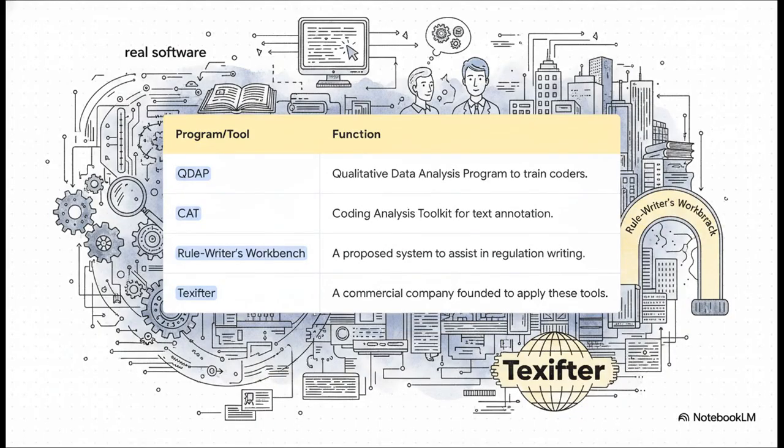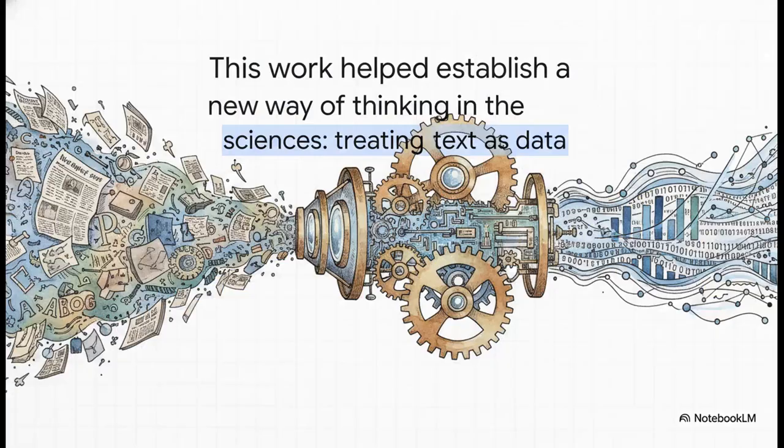And this work actually led to real software. They built programs like QDAP and the Coding Analysis Toolkit to help social scientists systematically analyze huge amounts of text. Eventually, all this work led to the big idea of a rule writer's workbench, and even a spin-off company, TextStifter, to get these tools out to more people. And this is the huge shift in thinking. What began as a practical problem for the government ended up sparking a revolution in how people thought. For really the first time, social scientists could look at text not just as something you read, but as a massive data set that you could analyze. Essentially, words became data.